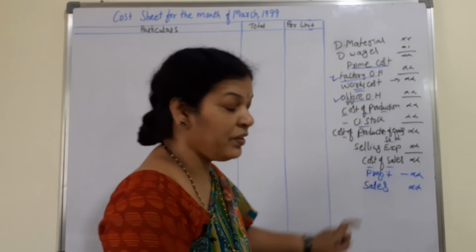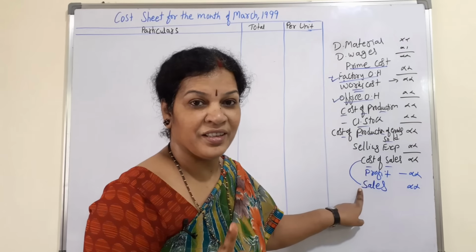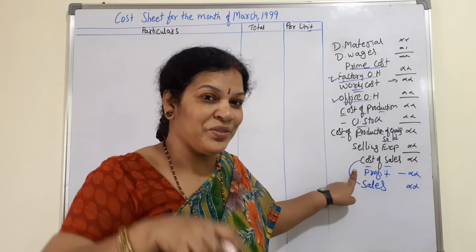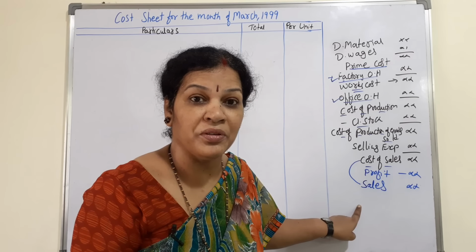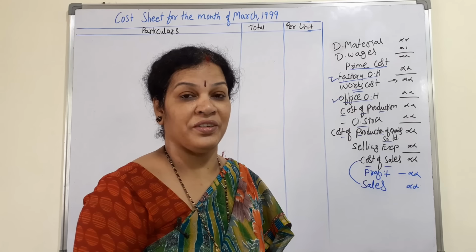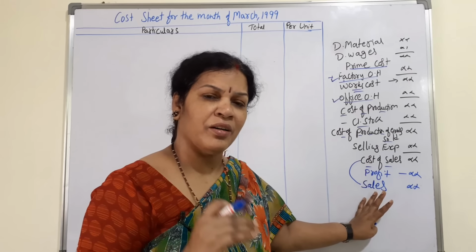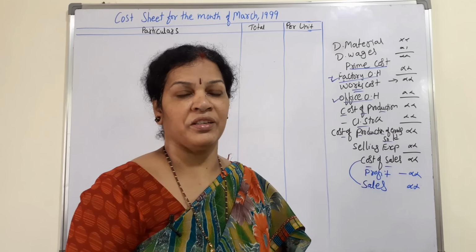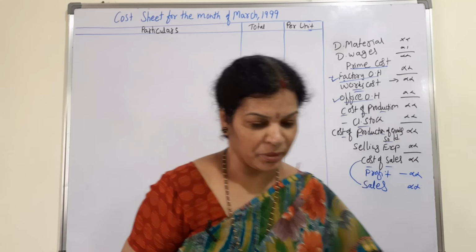How did you get the profit? It is the difference between the cost of sales and sales. Are you getting it? Cost of sales is the exact cost, and sales is the rate at which you have sold. The difference itself is the profit. So this is the general pro forma. Remember this; all the problems you are going to work out are the same thing. So you will find a problem on the desktop. See the problem.